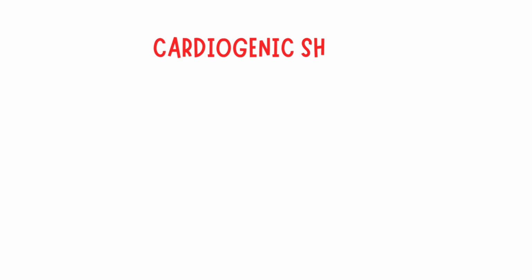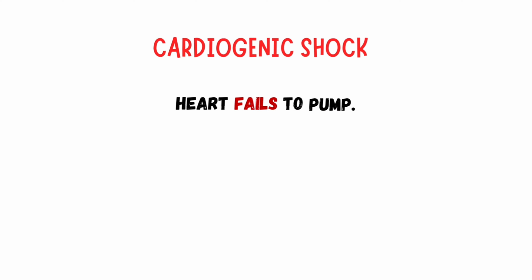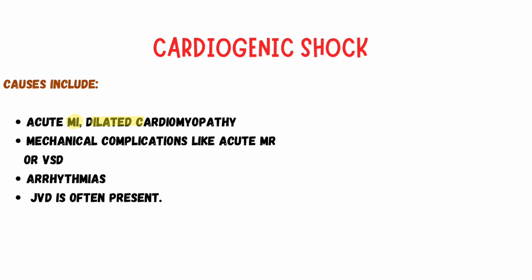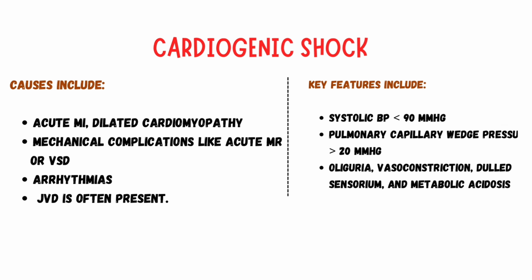Now second, cardiogenic shock. It occurs because heart fails to pump, or commonly say heart failure. In causes, we can include acute myocardial infarction, dilated cardiomyopathy, and severe valvular problems like mitral regurgitation and ventricular septal defect. We can also include arrhythmias, and often jugular venous distension is present. And in key features, we can see systolic blood pressure is less than 90, pulmonary capillary wedge pressure or filling pressure is more than 20. We can also see oliguria, vasoconstriction, dull sensorium, and metabolic acidosis.